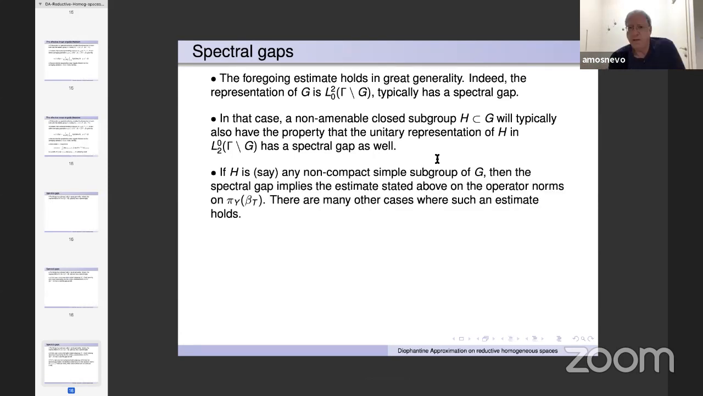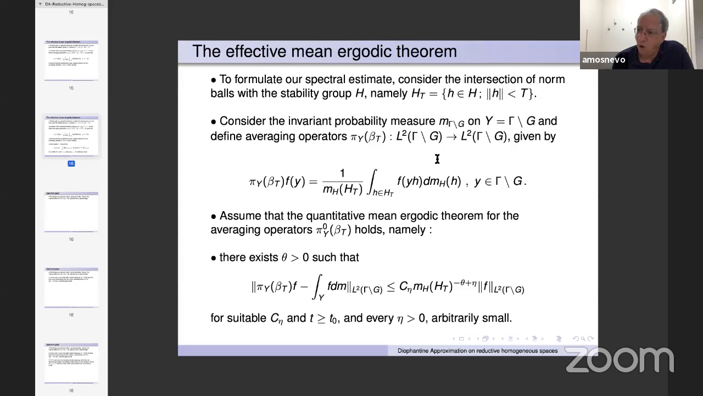For example, if H is any non-compact simple subgroup of G, then the spectral gap for H implies the estimate stated above on the operator norm of pi y beta t. This is a fact that I think most people are very familiar with. The fact that there is a spectral gap for a simple group has an implication for the decay of matrix coefficients in a uniform way. And if you have a uniform decay of the matrix coefficients, then you really shouldn't be surprised that you get an operator norm estimate.